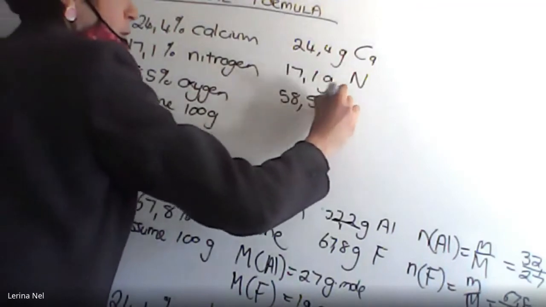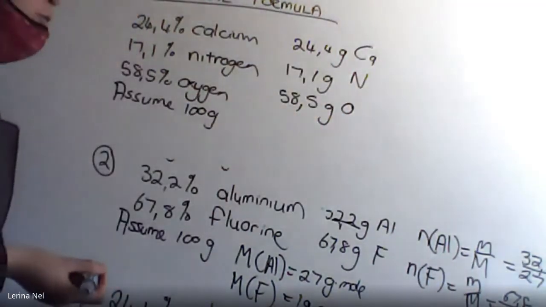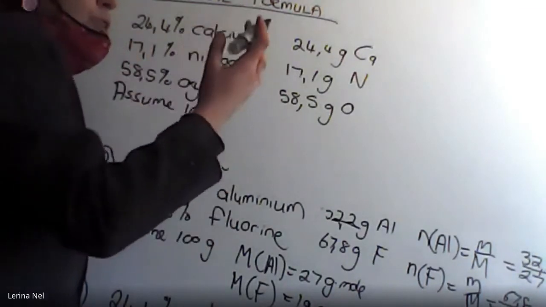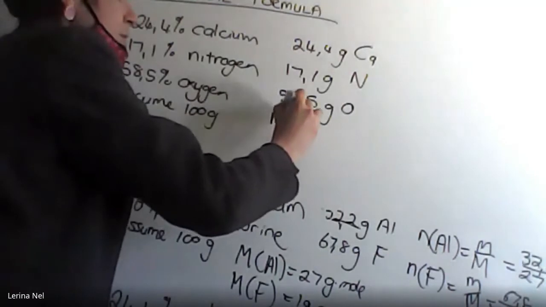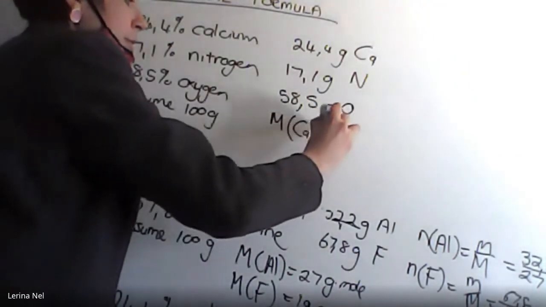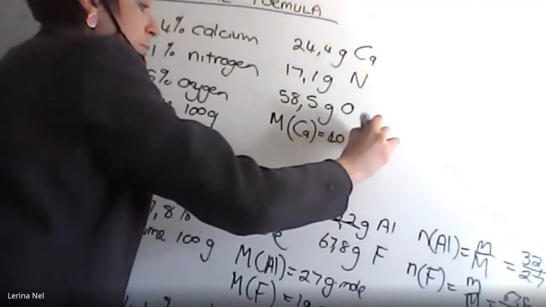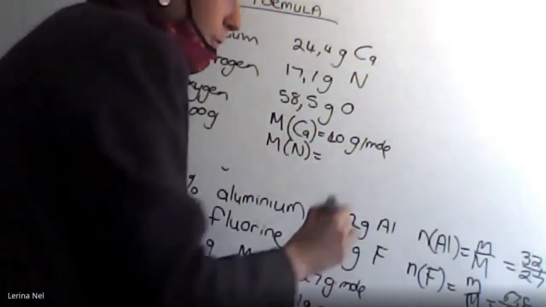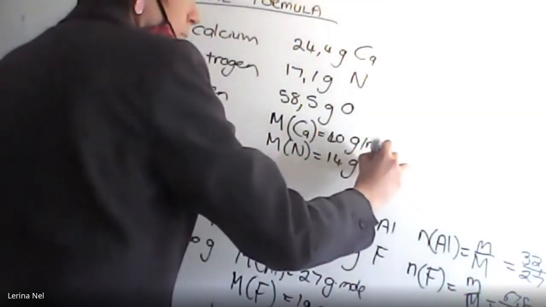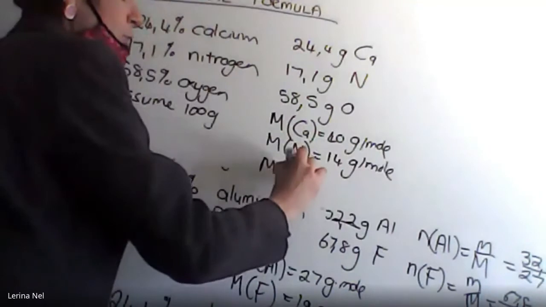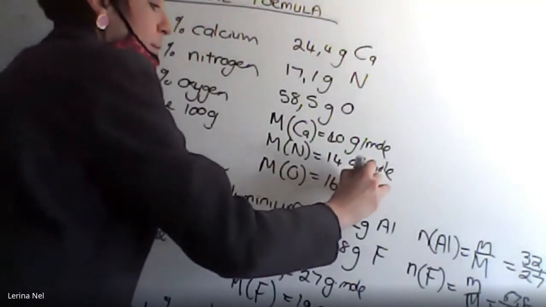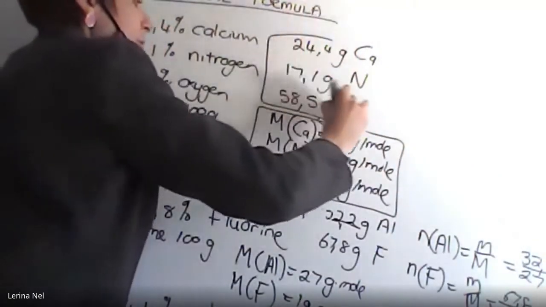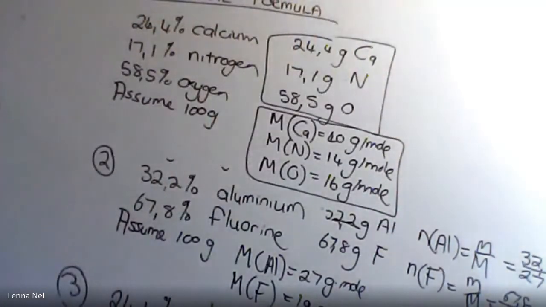Then I'm going to go to my periodic table and find the molar masses for all of these various atoms. The molar mass for calcium is 40 grams per mole. The molar mass for nitrogen, 14 grams per mole. And the molar mass for oxygen, we've done it already, 16 grams per mole. So we're going to use this to calculate the number of moles that we have.